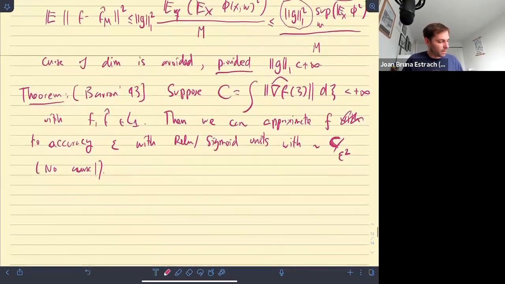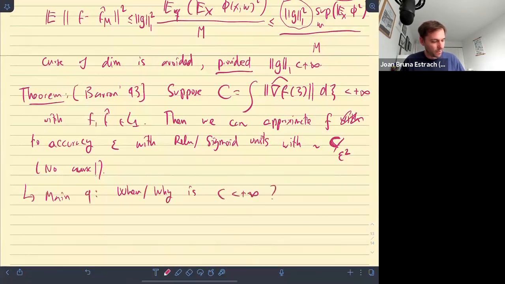Of course, the main question is, why is C finite? In other words, is C, let's say, small? Because of course, if C is exponentially large in dimension, this doesn't really help us. So the main question that we are going to discuss a little bit in another lecture is to take it from here. Do not interpret this result as saying that shallow neural networks are everything you need, that you can get good approximation and good generalization with shallow neural networks. That's with this very big caveat, very big assumption, that it holds only when this norm is small.